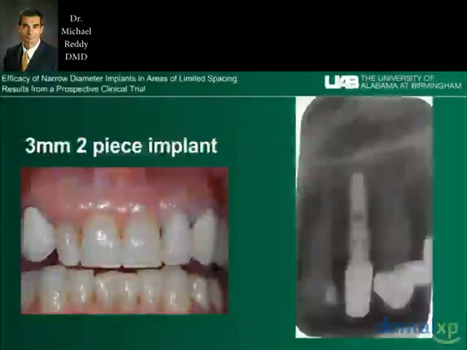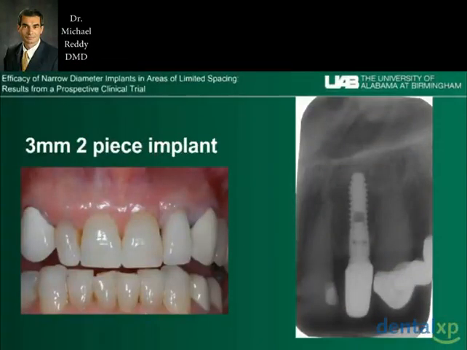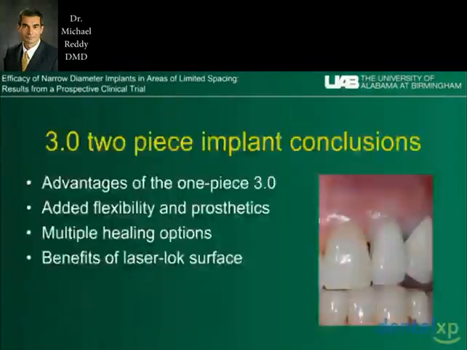Okay, and this is another example of using a 3mm 2-piece implant and the advantage of some of the abutments that have anatomical contours on them to go ahead and restore one of these teeth in a relatively narrow space. So this is a useful implant for areas that are very tight, and certainly is something that is a benefit to have in your armamentarium.